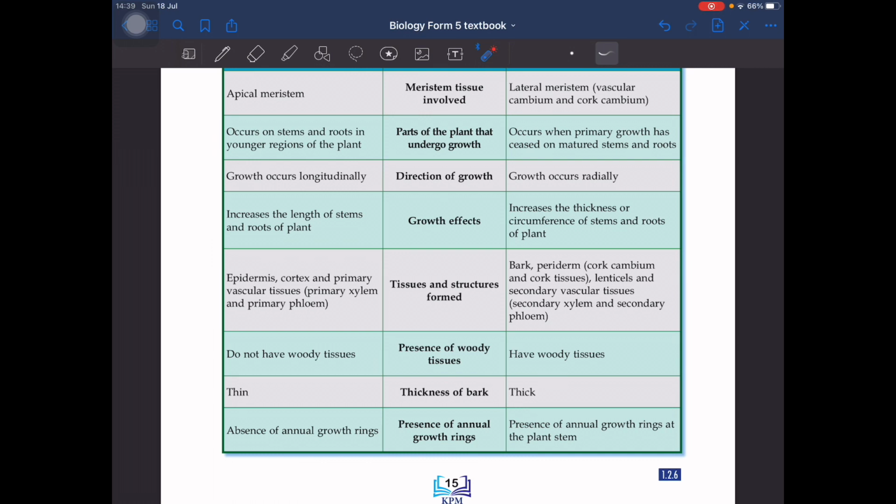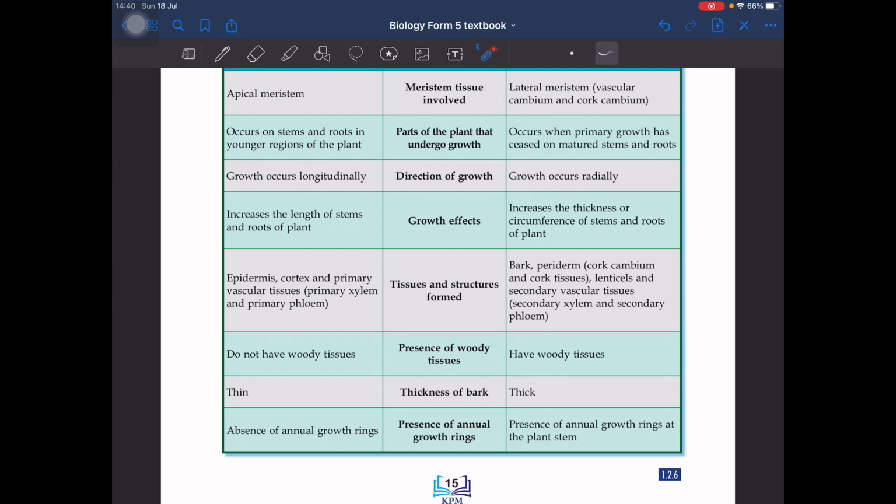Okay, and then the presence of woody tissues: in secondary growth there is, but it is not present in primary growth. Then we go to the thickness of bark. We have thin in primary growth and we have thick in secondary growth. And lastly, presence of annual rings. You don't have it in primary growth because the growth is vertical or longitudinal, and it is quite fast compared to secondary growth. So there is no time for, remember the example between the growth rings, like the summer and the spring that we've covered before. So because of the speed of primary growth, there isn't a chance for annual rings to form, right?